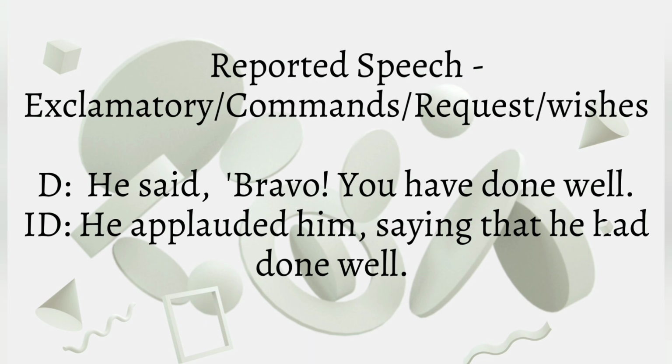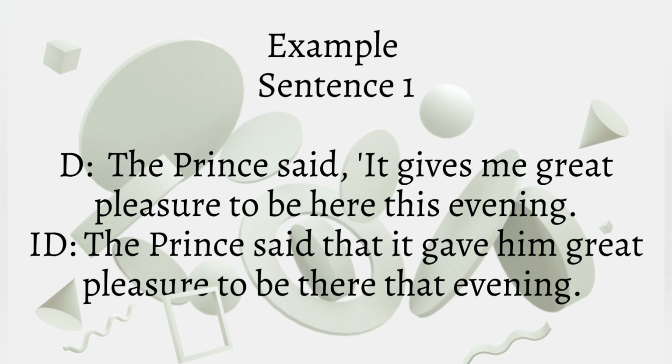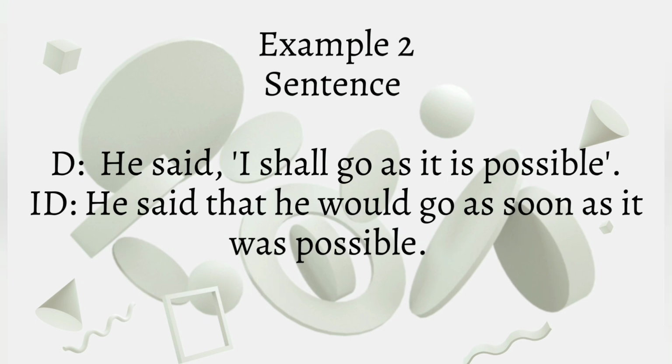Now let us see examples of direct speech converting to indirect speech and indirect speech turning to direct speech. I will show you two examples for each. Example 1. The prince said, "It gives me great pleasure to be here this evening." The prince said that it gave him great pleasure to be there that evening. Example 2. He said, "I shall go as soon as it is possible."